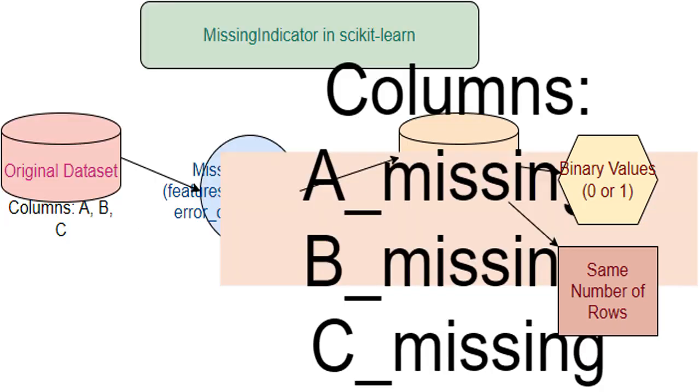After I use MissingIndicator I get a new set of columns. For each original column, A, B, C, I get a new column indicating whether there is missing data in that column. For example, A_missing will be 1 if there's a missing value in column A for that row, and 0 otherwise. It's like adding 3 new columns to highlight missing data in the original columns.